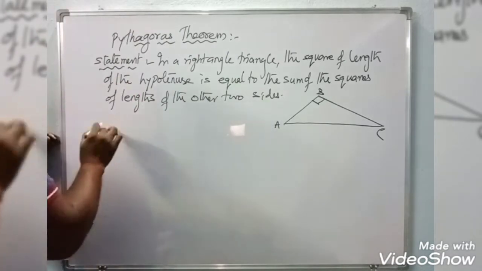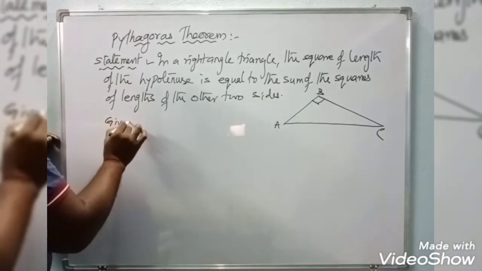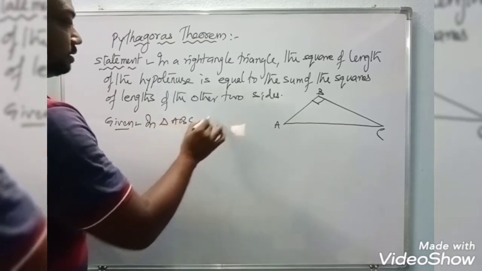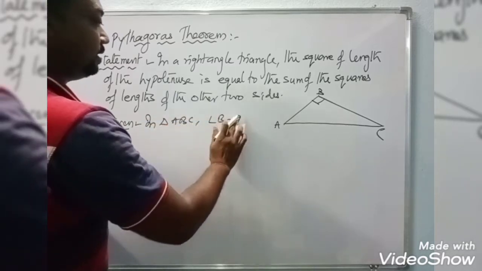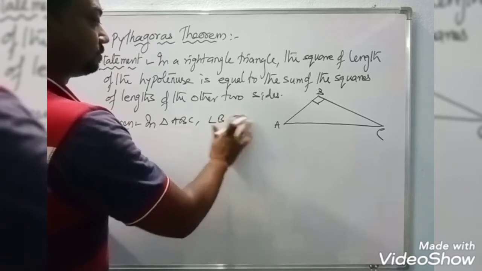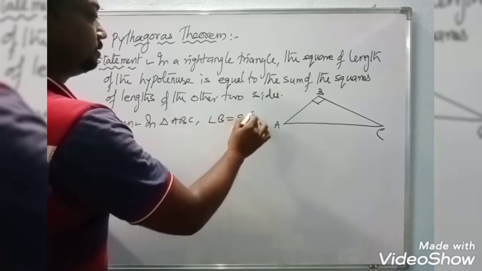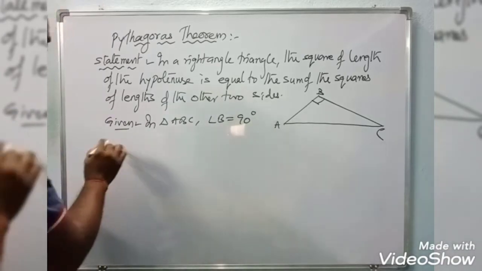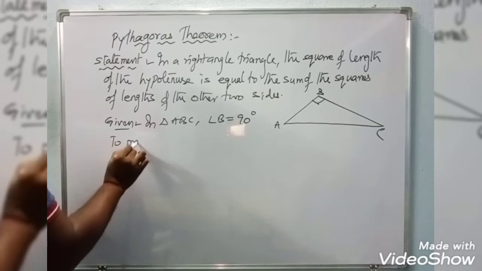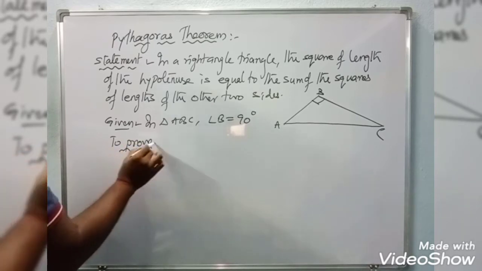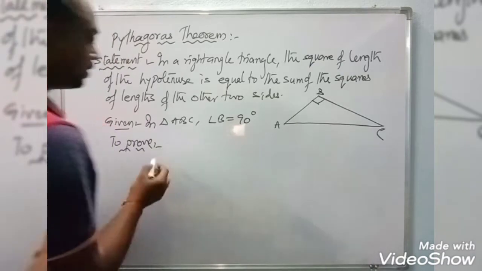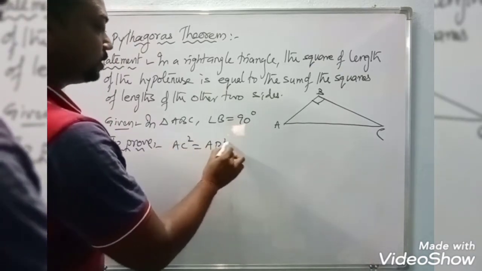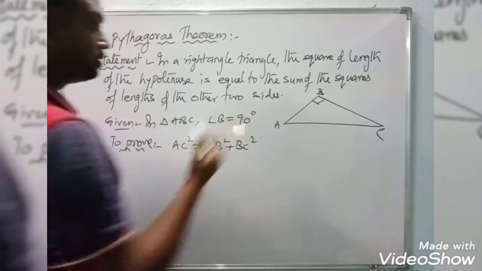So what is given here? As per the statement, it is given that in triangle ABC, angle B is equal to 90 degrees. So angle B is equal to 90 degrees, which means they have given that angle B is a right angle. Now what do we have to prove? Here we have to prove that the square of the hypotenuse, that is, AC square is equal to AB square plus BC square, right?